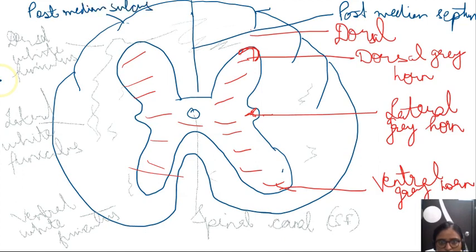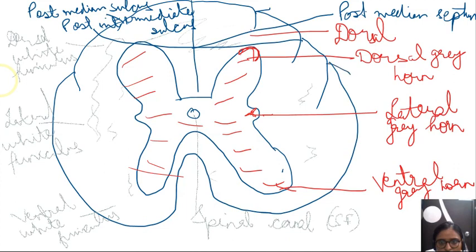If we talk about the second one, it is called the posterior intermediate sulcus because it is in between. And this third one is the posterolateral sulcus.